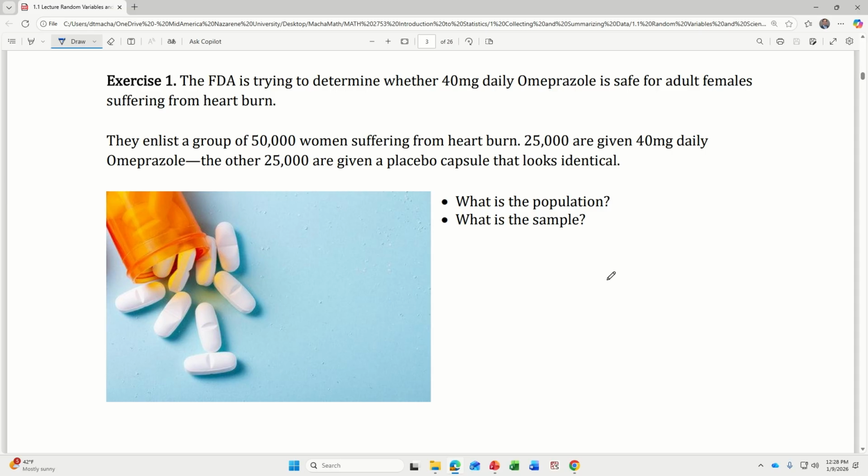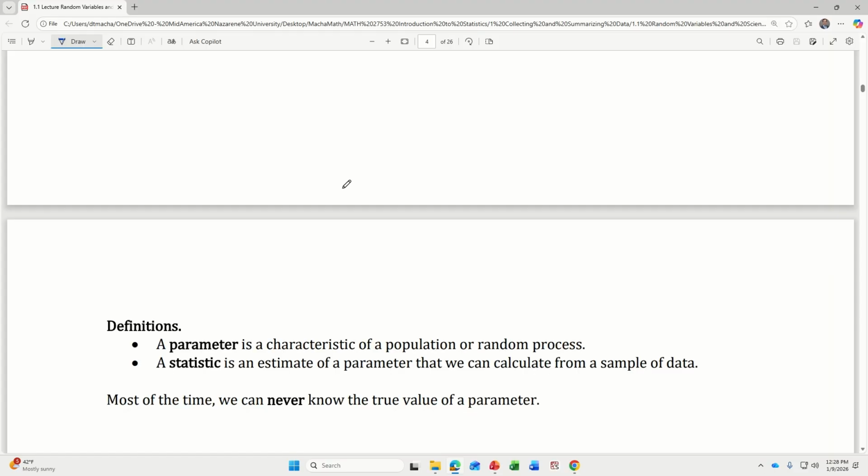Maddie. 50,000 women? No. Cody. Adult females suffering from heartburn. Yes. Exactly. We want to know whether it's safe for women in general, not just the 50,000. What's the sample, Maddie? 50,000 women. Yeah. The 50,000 is actually the subset of the population that we're taking measurements on. In this case, the sample is split between an experimental group and a control group, but yeah.